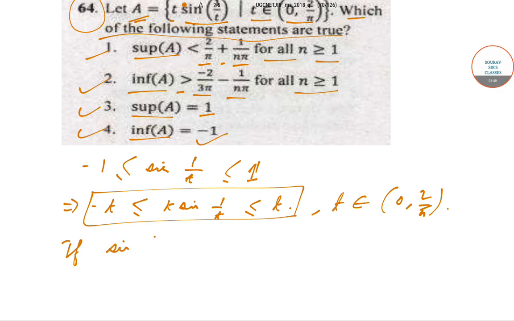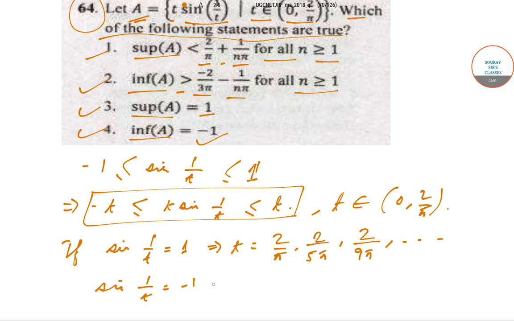Now if sine 1 by t is equal to 1, that will imply that t is either equal to 2 by pi, or 2 by 5 pi, or 2 by 9 pi and so on. And if sine of 1 by t is equal to minus 1, that will imply that t is equal to 2 by 3 pi, 2 by 7 pi and so on.